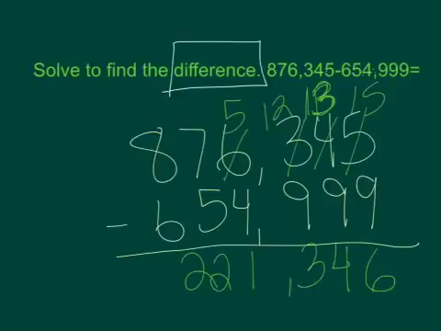Okay, so in this equation, the correct answer was 221,346. If you did not come up with that answer, I want you to do some reflecting and go back into the problem and see if you can find where you made a mistake. Go ahead and correct it until you get the correct difference, the correct answer in the subtraction problem.